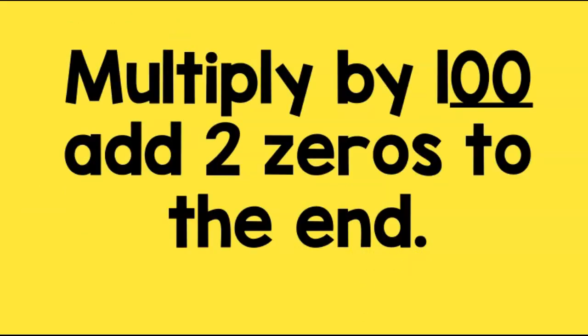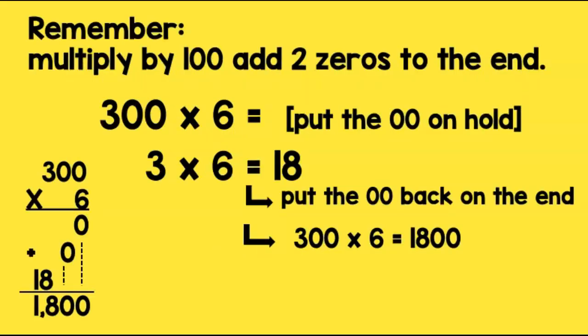If we multiply by 100, we add 2 zeros to the end. So remember, multiply by 100, add 2 zeros to the end. If we have 300 times 6 and we put those zeros on hold, we have 3 times 6. 3 times 6 is 18. We have to put the zeros back on at the end, so 300 times 6 equals 1,800.